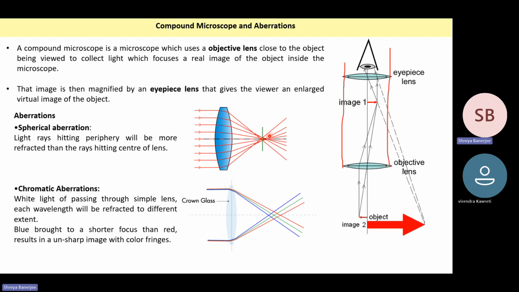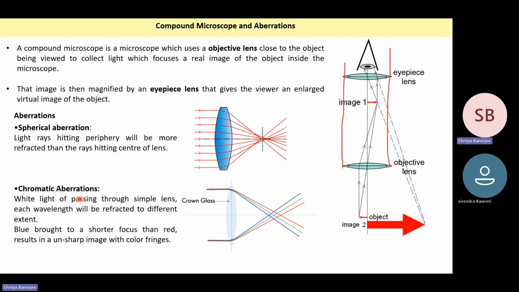If all the light rays are focused at a single point, then the image will be sharp. Otherwise, there will be a blurry image. So spherical aberration causes a blurry image, and it is because the light rays striking the periphery of the lens are getting refracted to a higher extent compared to the light rays passing through the center of the lens.